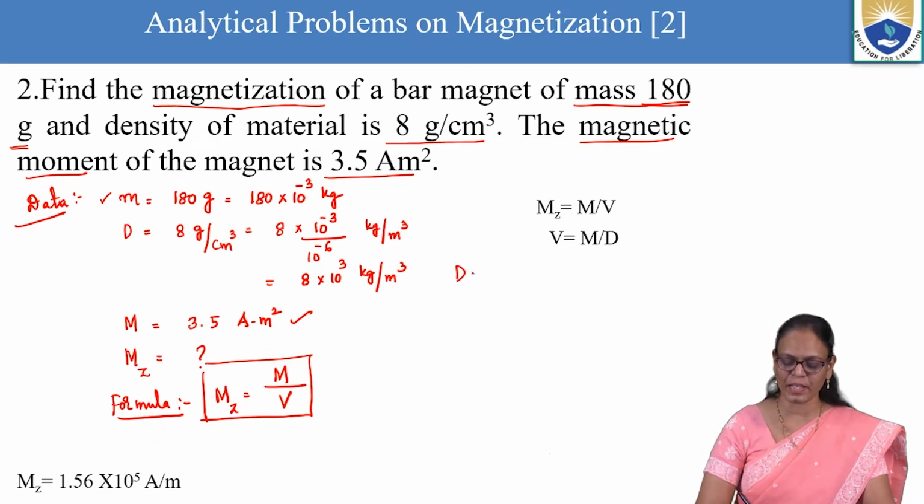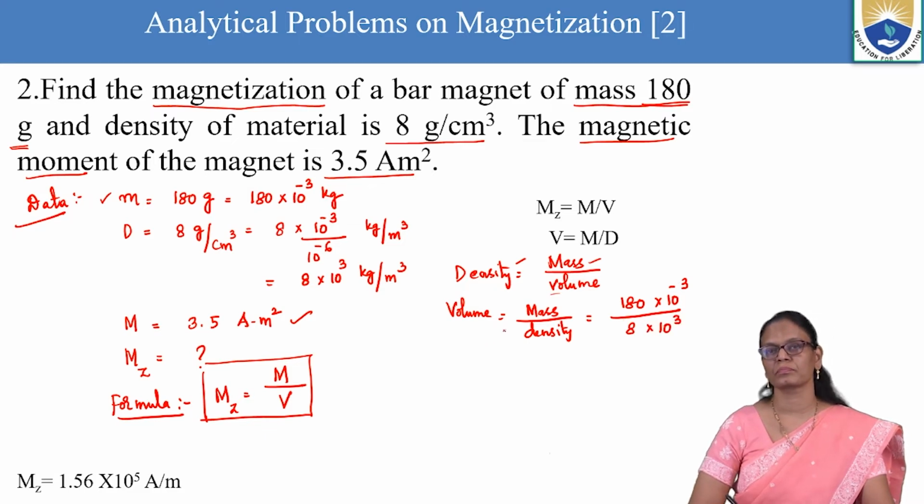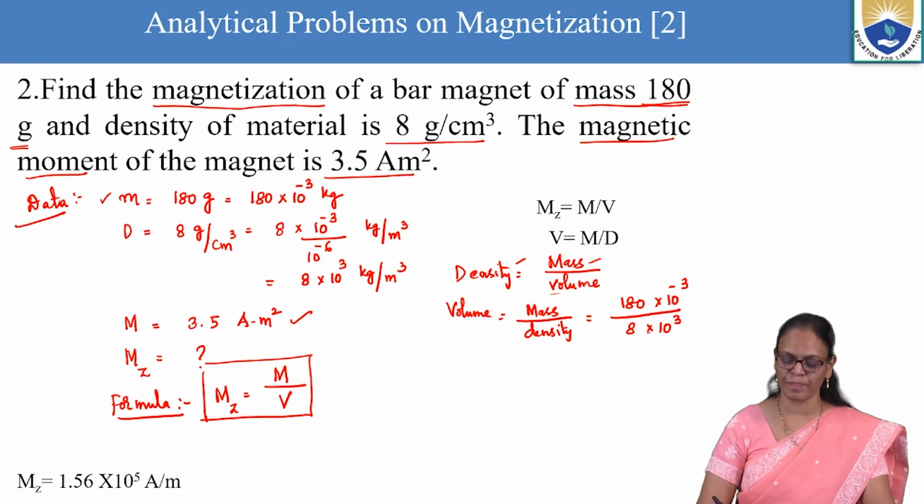So we know density is equal to, what is density? Density is mass by volume. We are given the mass, we are given the density, so we can easily find the volume. So what is volume equal to? Mass upon density. So what is the mass? 180 into 10 power minus 3. And what is the density? 8 into 10 power 3. So we have got the volume.